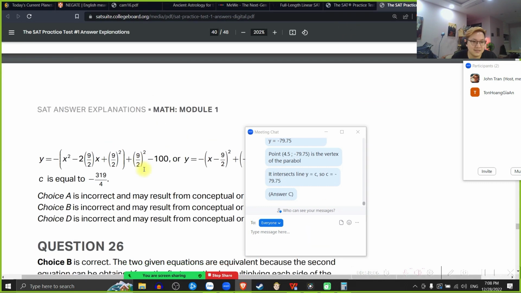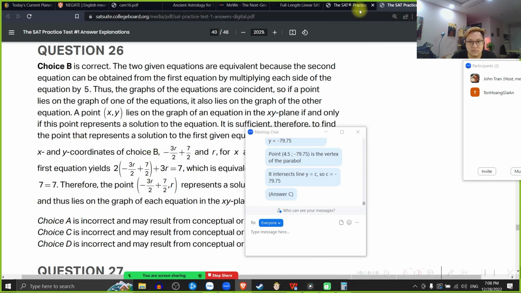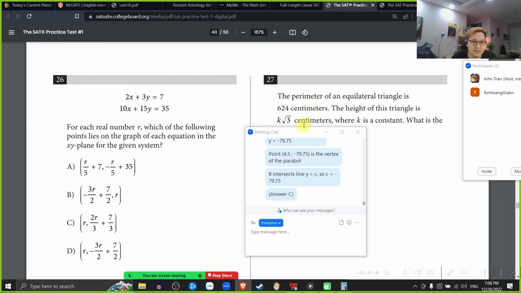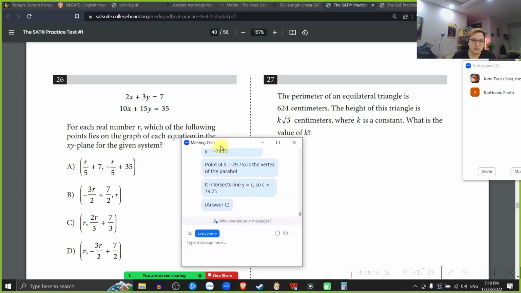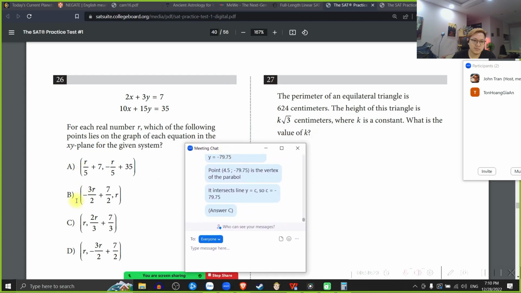So the answer is B. Careful, calculate again. You have a chance to redo it. Try again. You said you have something to do after this one? Okay, try 27. The correct answer for question 26 is B. B is the right one.